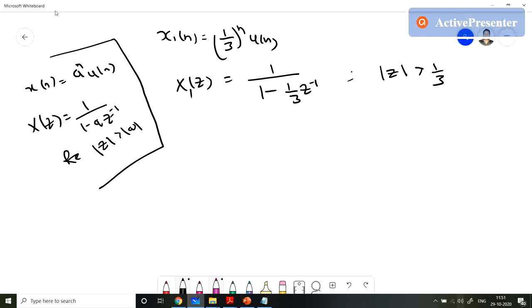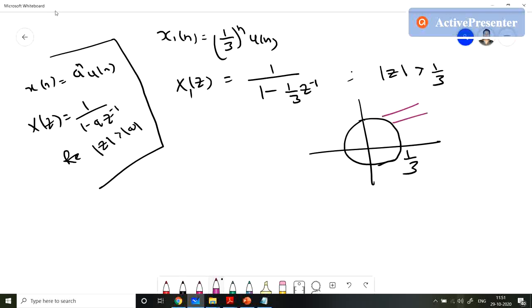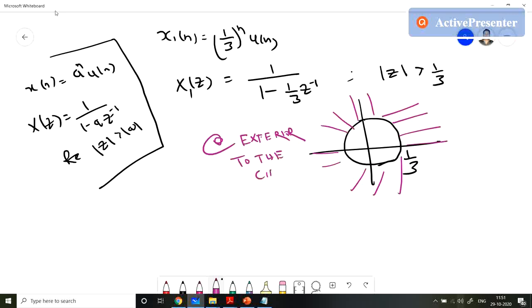So this is X1(z). For this ROC, we have a circle of radius 1/3, and the ROC is |z| greater than 1/3, so that is the exterior of this circle.